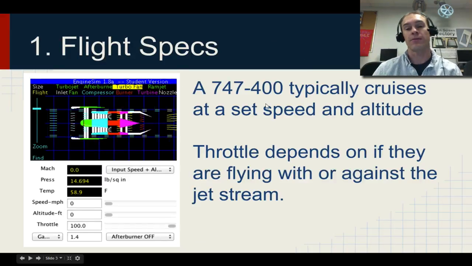Flight specs: a 747-400 typically cruises at a set speed and altitude, and that's given for you in the document. The throttle depends on if they're flying with or against a jet stream. So you'll type in that number here and then hit the enter key. Really important you hit enter, otherwise it doesn't save that information for speed, altitude, and throttle.